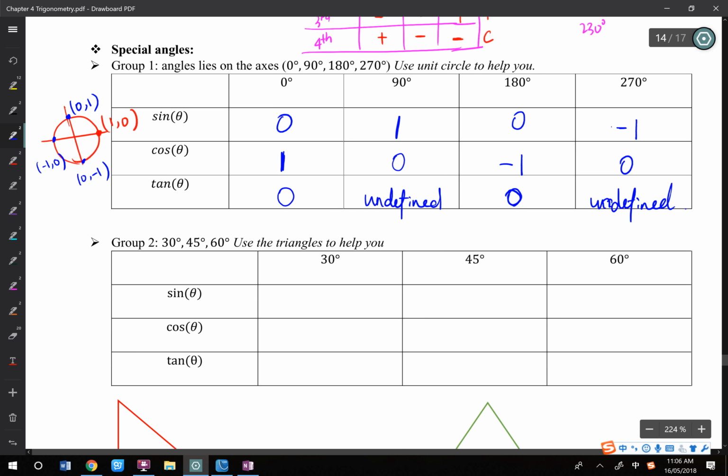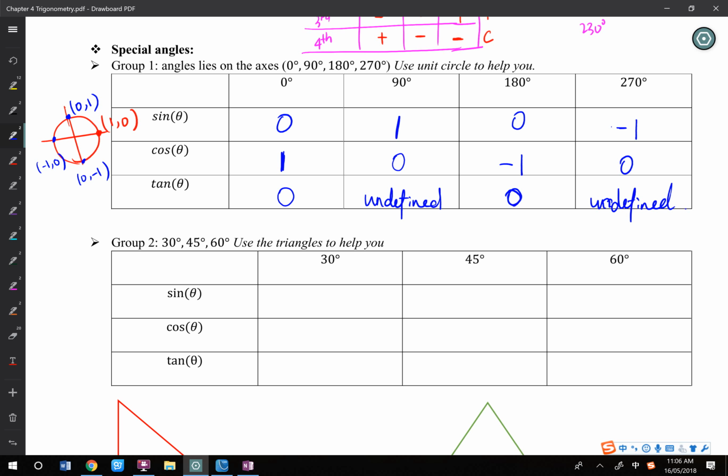Okay, that's how we find all the sine special, cosine special, and tan special values. The special group is when the angle is a multiple of 90 degrees. You can see 0 is 0 times 90, 90 is 1 times, 180 is 2 times, a multiple of 90 degrees.